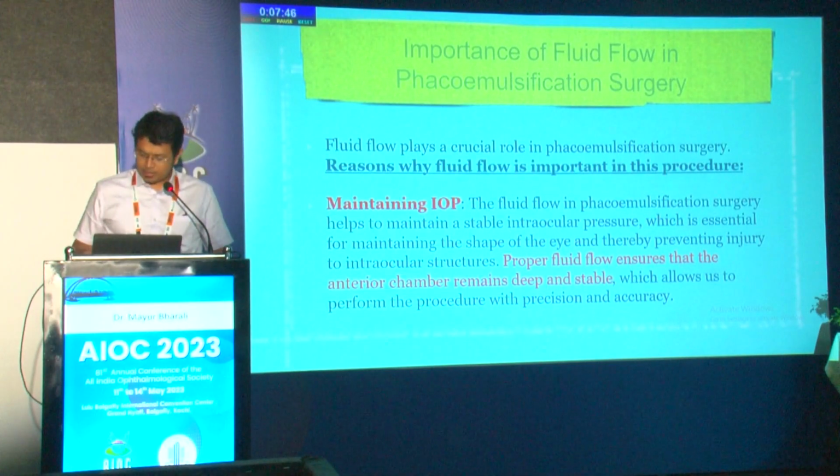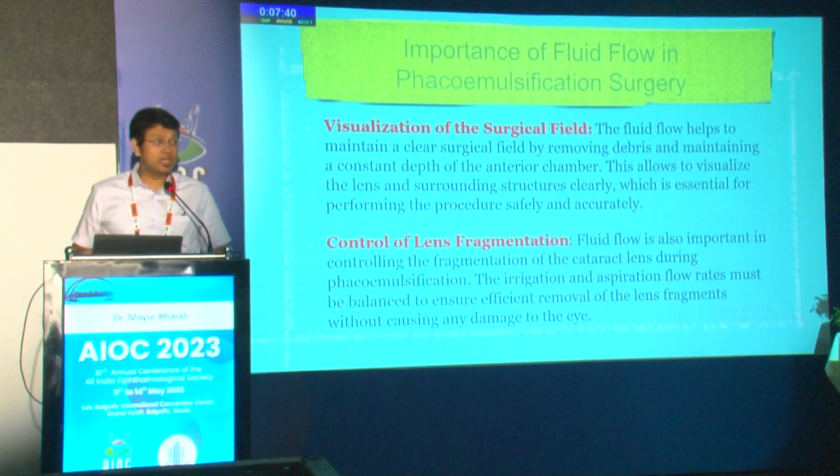So what are the important fluid flow related issues? First of all, fluid is important to maintain the IOP. Proper fluid flow ensures that the chamber remains deep and stable. Then visualization of the surgical field, which is also very important to remove the debris. Our cornea should be wet, and whatever debris is in the AC, we have to remove it. So that is also important for fluidics. Then control of lens fragmentation.